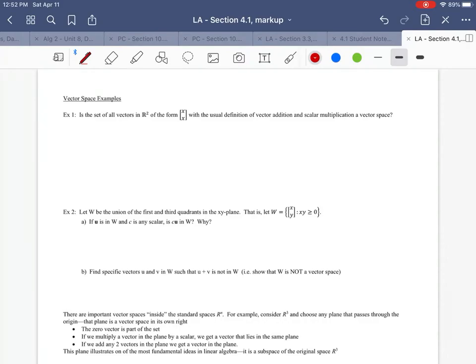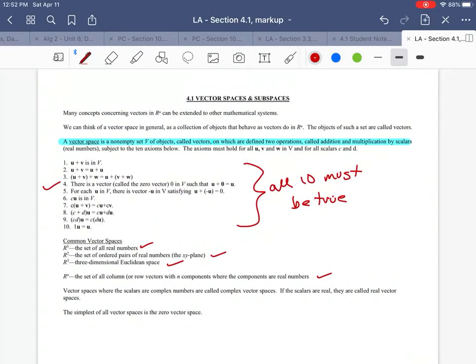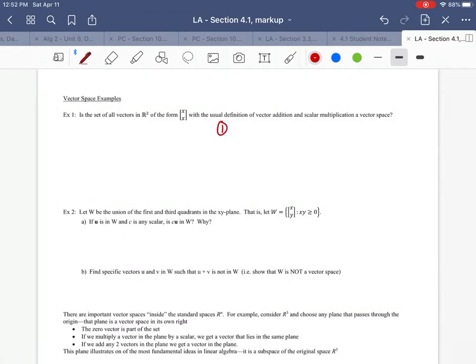Is the set of all vectors in R2, so 2 dimensions, of this form where you have the same number twice, with the usual definition of vector addition and scalar multiplication, a vector space? All right, so the easiest thing to do is to go and see if these things are true. Normally you'd have to prove all 10, but we're just going to put some of them together. So in part 1 up on this last page, if I add 2 vectors that are in this format, is it still in that format?